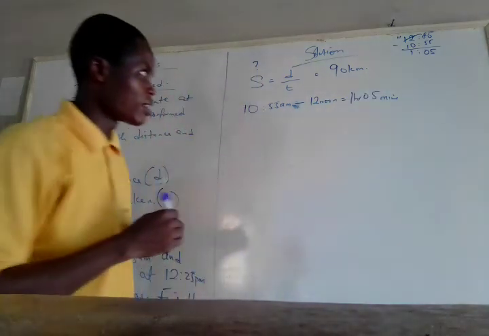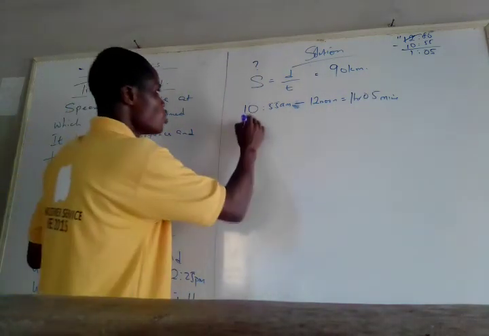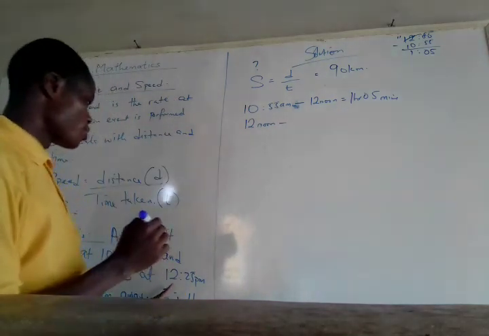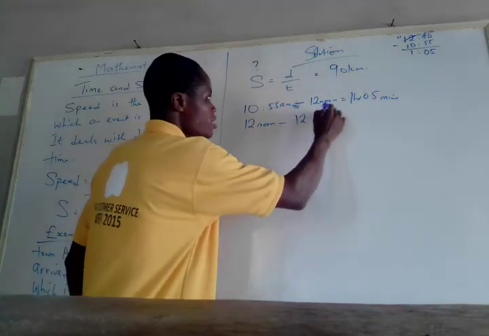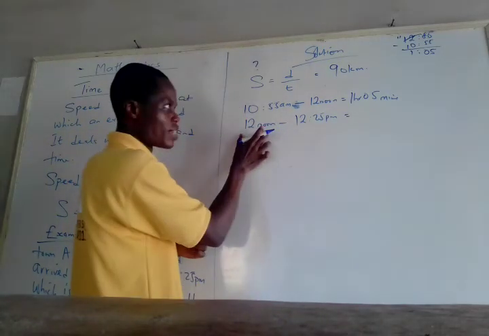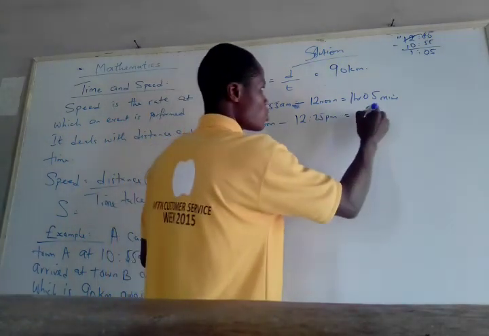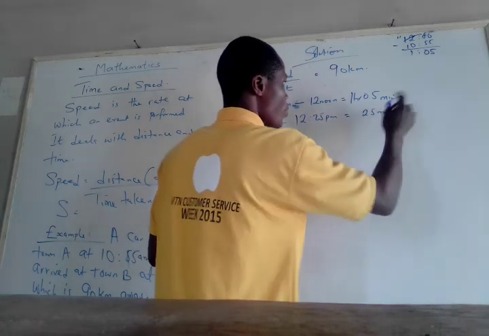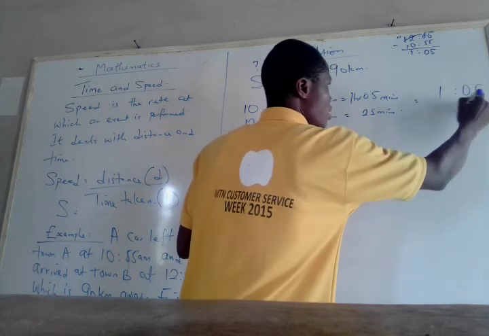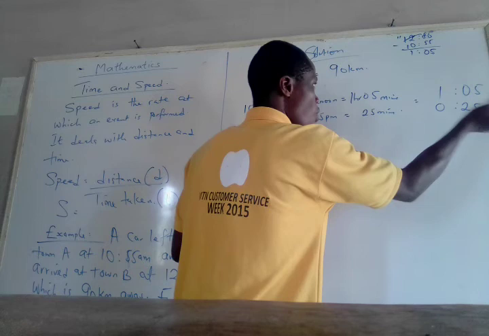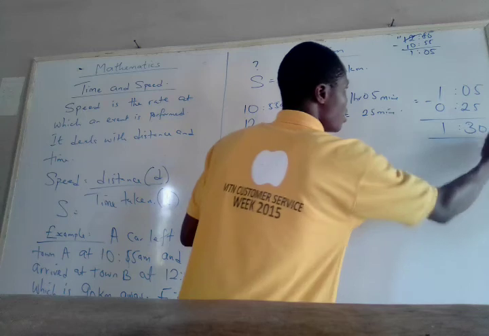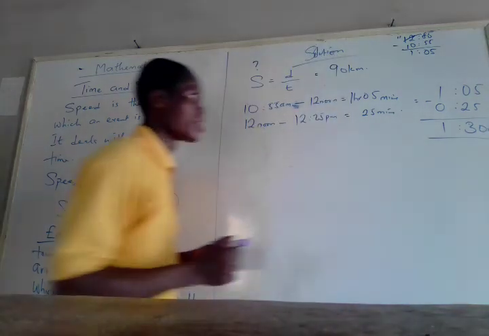I think this makes a lot of sense. Now, from 12 noon to 12:25 p.m. You see, it's p.m. And so this is 0 hours already, and the 25 just goes as 25 minutes. And so we add it together: 1 hour, 5 minutes plus 25 minutes, which has no hours. We add it together, we have 30 minutes and 1 hour. And so that is 1 hour, 30 minutes.